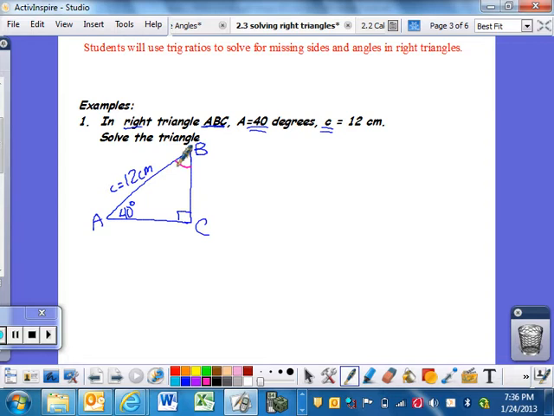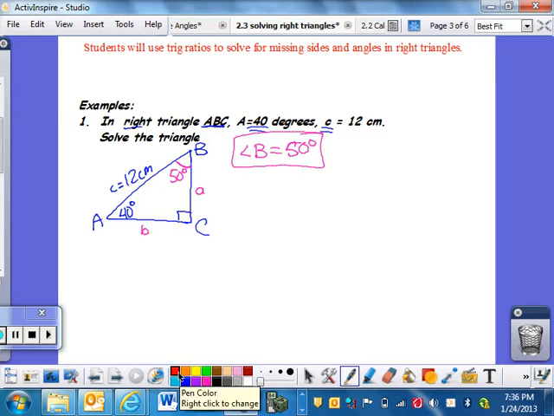Okay? How are you able to find that? Hopefully you recognize, hey, this is 40, that's 90, it needs to add up to 180, so I know that B is going to be 50 degrees. So somewhere, some way, you tell me that B is 50 degrees. Alright, and then the other two will be side A, which is opposite angle A, and then side B.